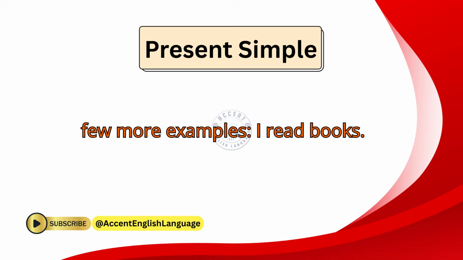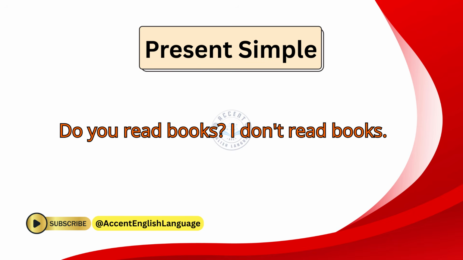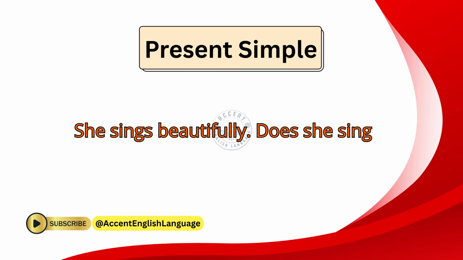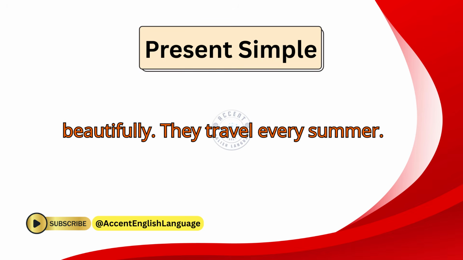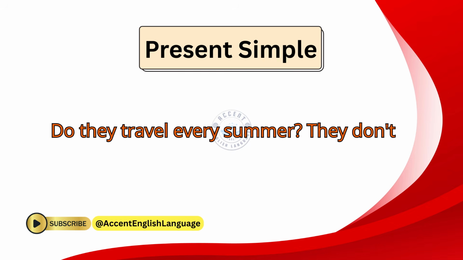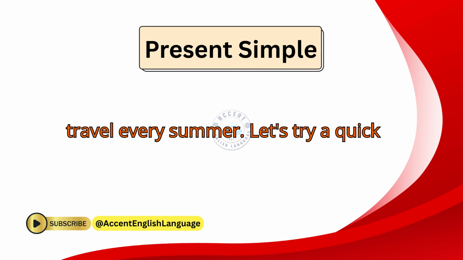Let's practice with a few more examples. I read books. Do you read books? I don't read books. She sings beautifully. Does she sing beautifully? She doesn't sing beautifully. They travel every summer. Do they travel every summer? They don't travel every summer.